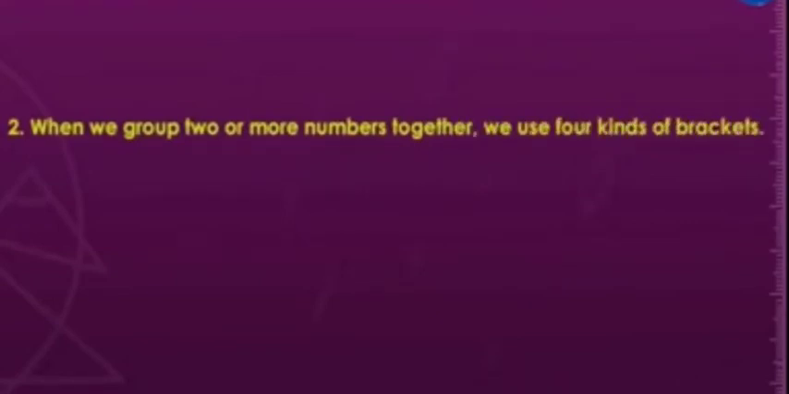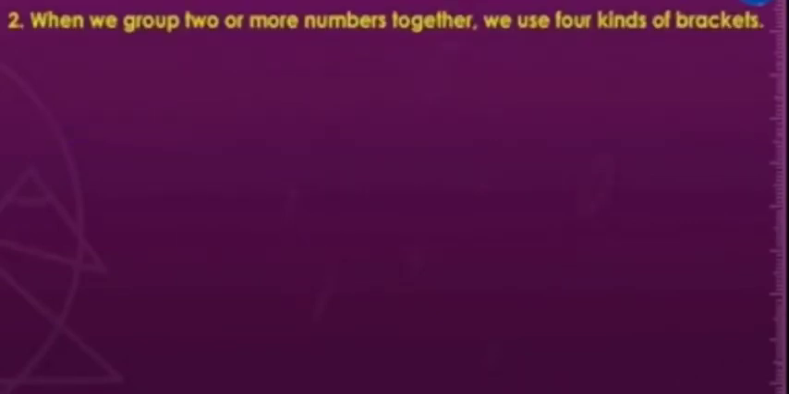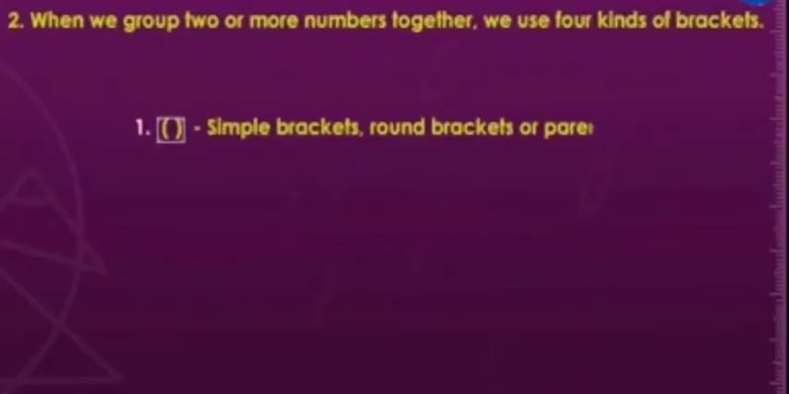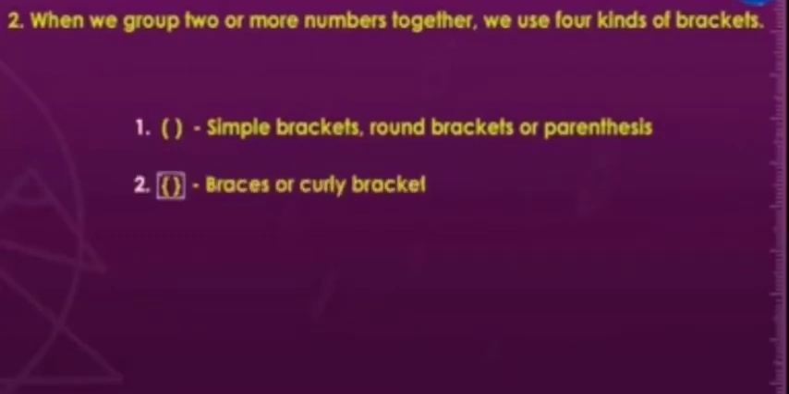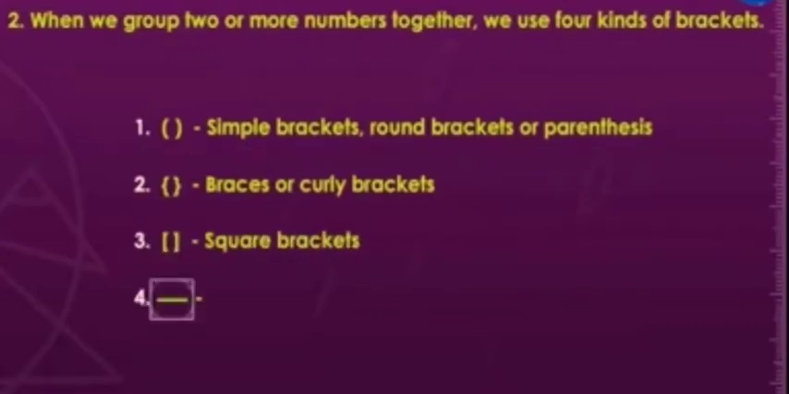Rule 2. When we group two or more numbers together, we use four kinds of brackets. 1. Simple brackets or round brackets or parentheses. 2. Braces or curly brackets. 3. Square brackets. 4. Line brackets, or you can say bar or vinculum. Look on the screen.